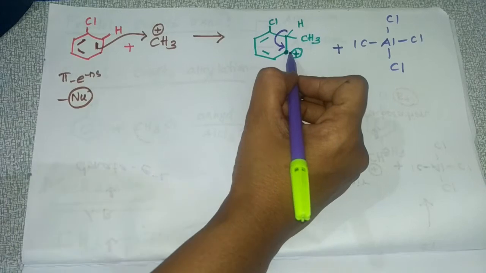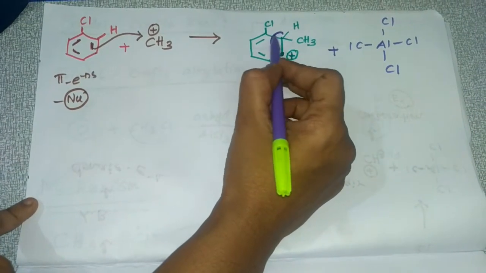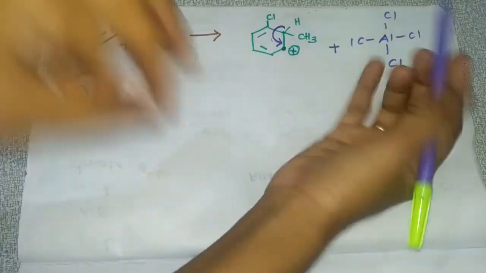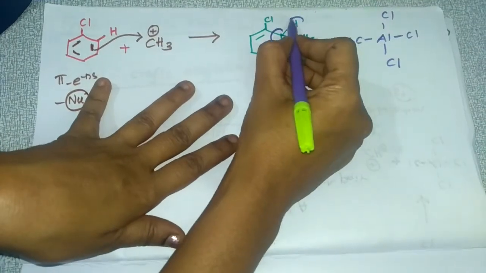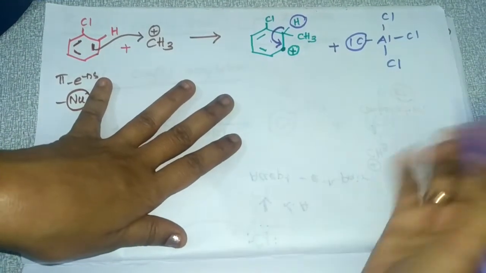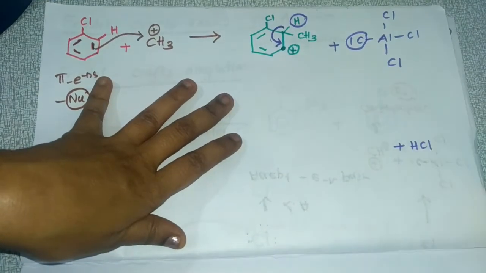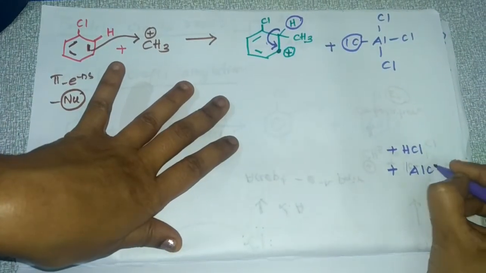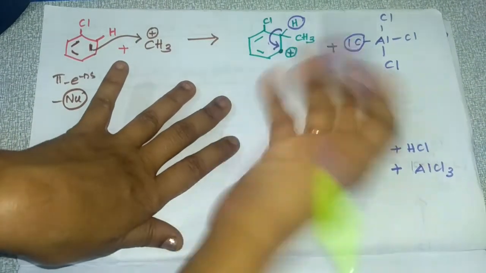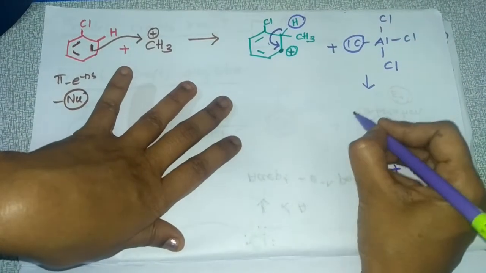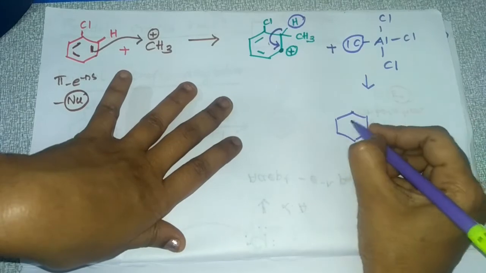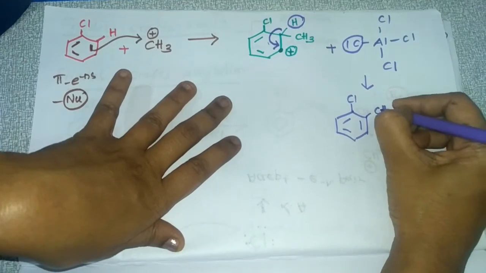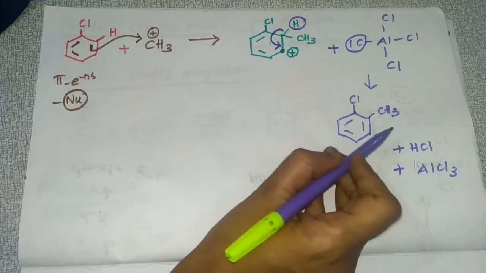So this positively charged carbocation will attack these electrons. What happens if it takes these electrons? This H will get removed as a proton. This H will combine with this Cl and get removed as HCl. AlCl3 is here, so that also will get removed as AlCl3. And what is the remaining main product? The main product will have this chlorine here, and the CH3 will be here.